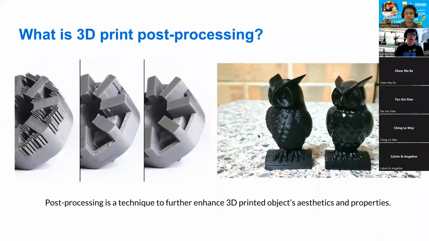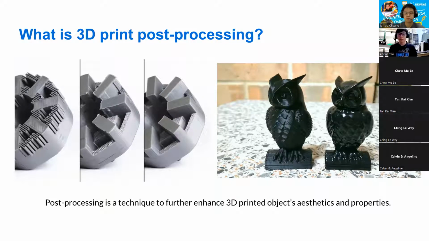Okay, so what is 3D print post-processing? In one short sentence, it's a technique to make your 3D printed object beautiful. When you 3D print something, it doesn't look very nice. Maybe it's just a small part, or just one small piece of a bigger part.